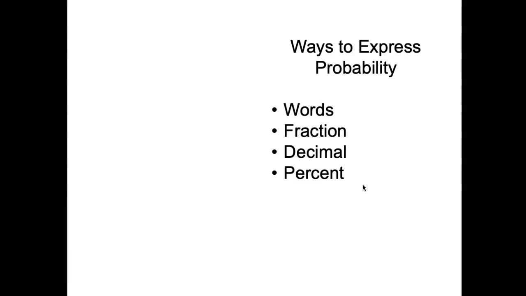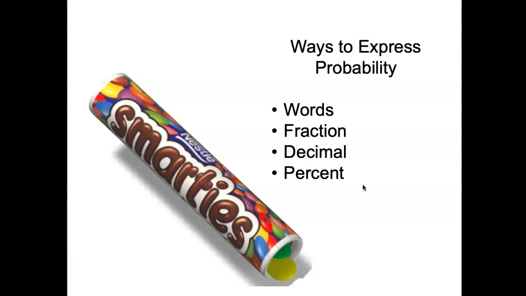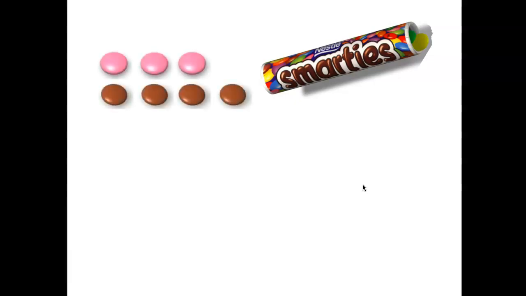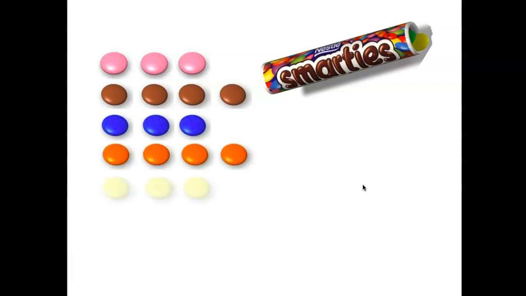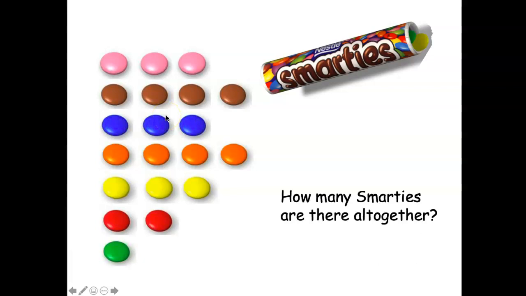I've mentioned before that there are different ways of expressing probability. One of them we just practiced. Now we're going to practice and give you examples using fraction, decimal, and percent. Let's have Smarties. If I have a container of Smarties, I'm going to open it up, put all its contents outside, and group the candies according to color. If I count all of them, I have 20.